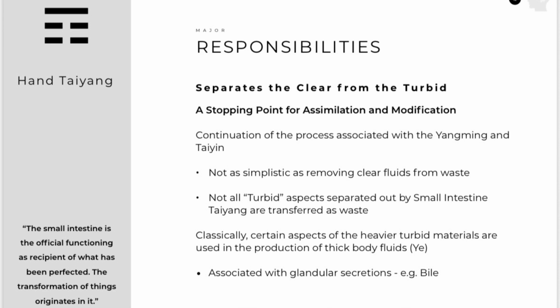Classically, we can understand that the heavier turbid materials are used in the production of thick body fluids, such as glandular secretions, such as bile, and then there's also other thoughts of not only bile, but hormones and all the movement of everything, which is also why the Kuli is able to change your hormones when you're getting sick or fighting an infection. Immediately the body responds, because the Tai Yang is the most exterior to the body, and so it is quickly able to change the proper glandular secretions to help you remove the infection.